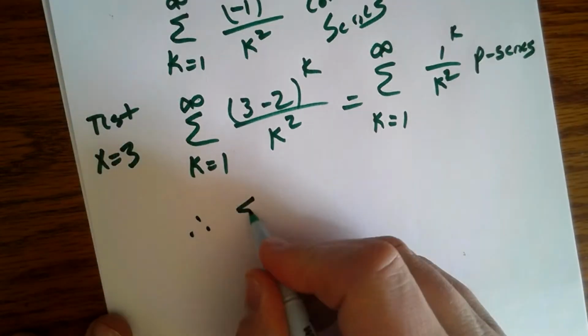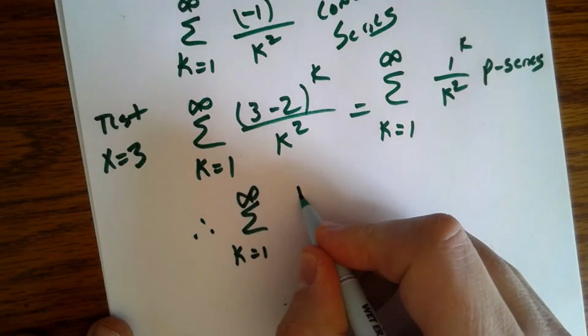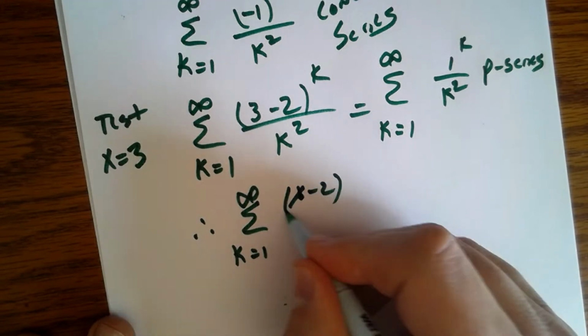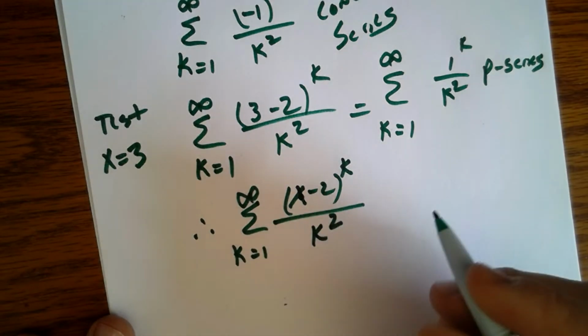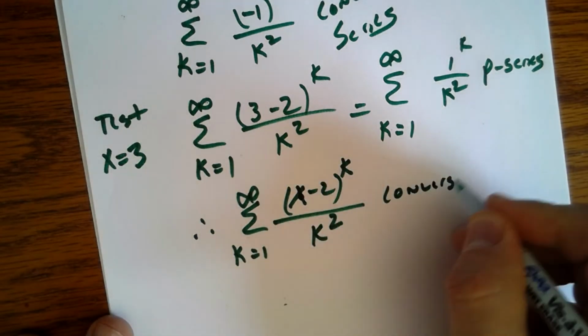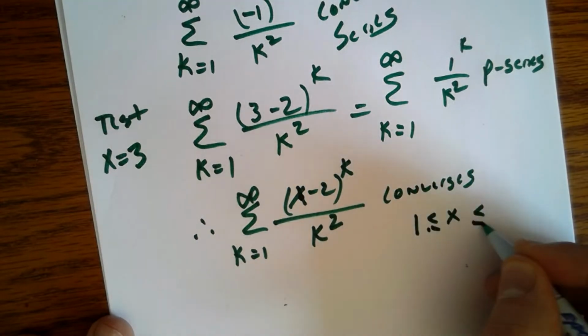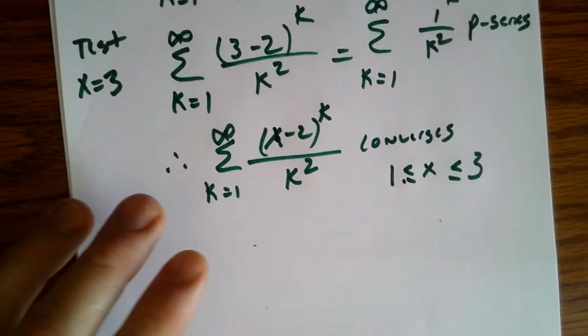So therefore, the sum from k equals 1 to infinity of, what was our original problem? x minus 2 to the k over k squared converges when x is between or equal to 1 and 3.